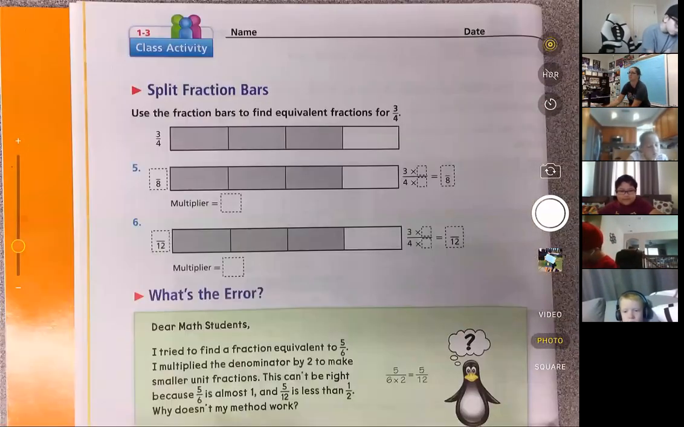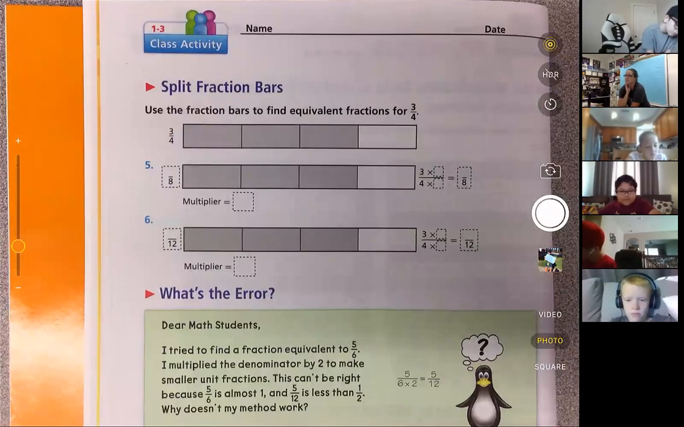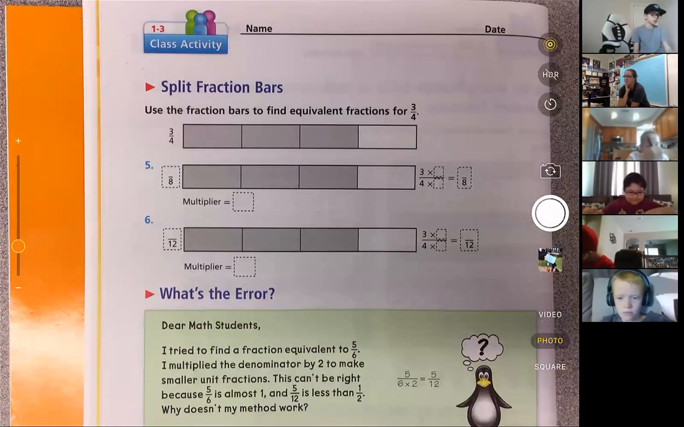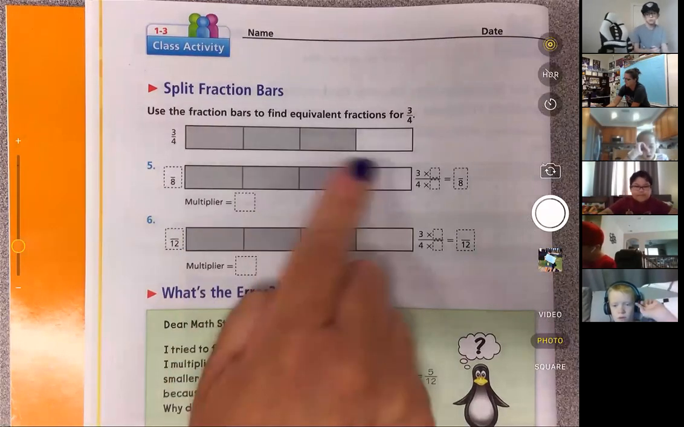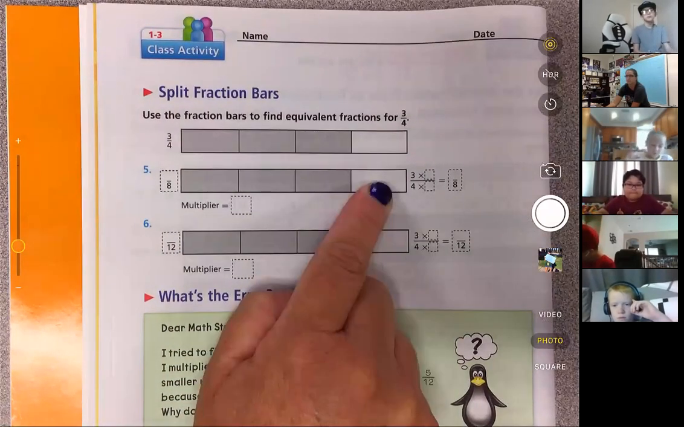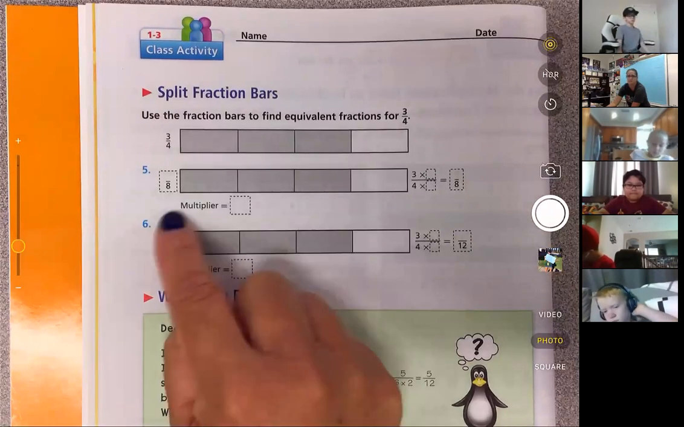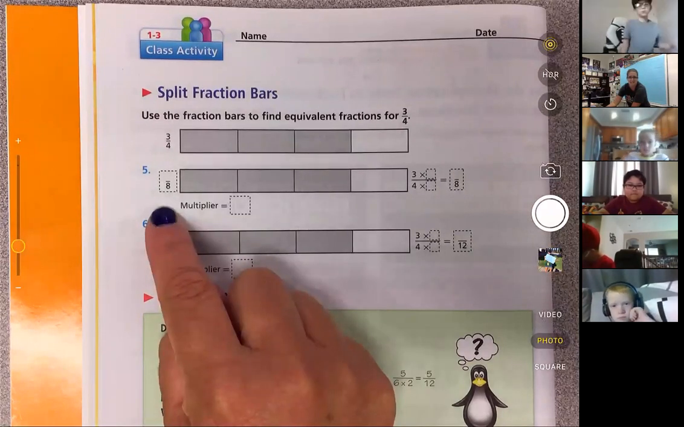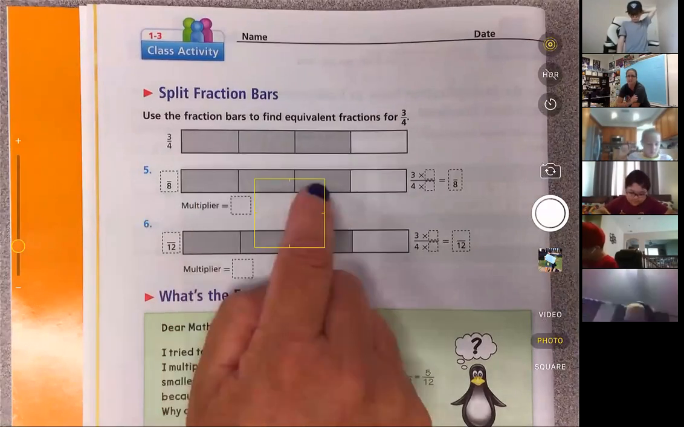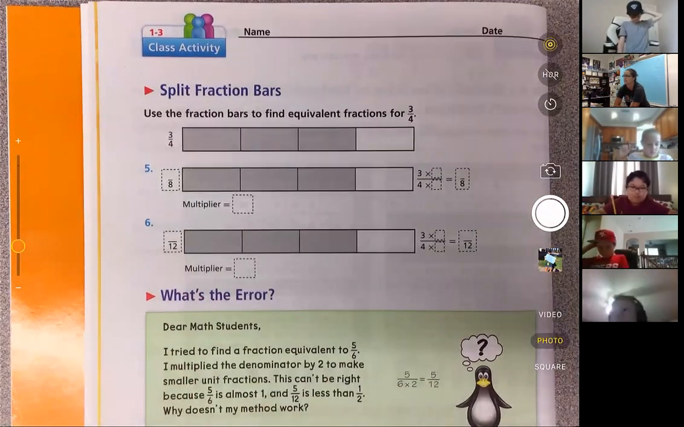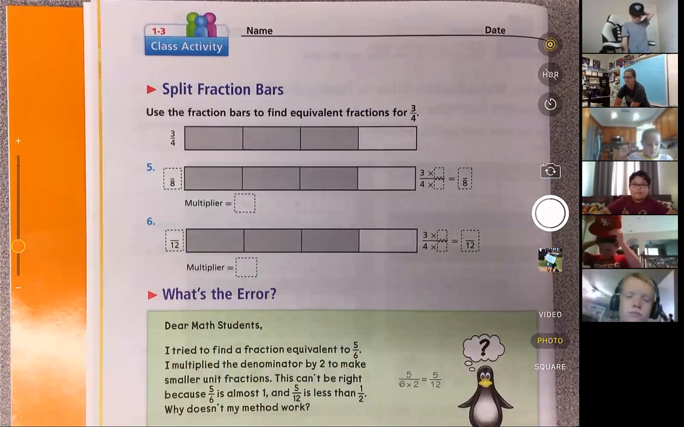All right, so now we're back to our fabulous fraction bars. Use the fraction bars to find equivalent fractions for 3/4. Well, I see my first bar is split into fourths, but my second bar is also split into fourths. But look, they want me to have it in eighths. How can I change this bar to eighths? Somebody go ahead and unmute and tell me, how can I change that bar to eighths?